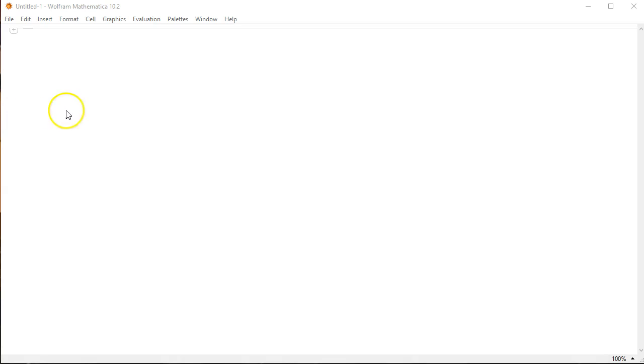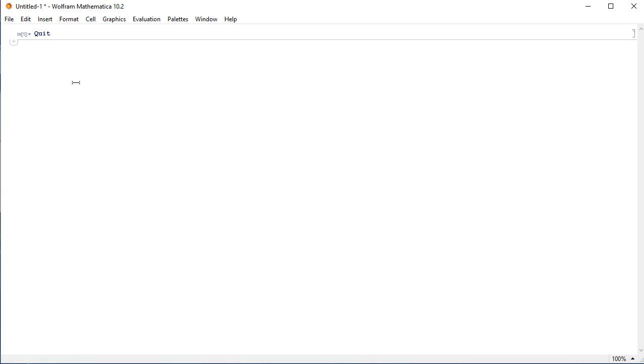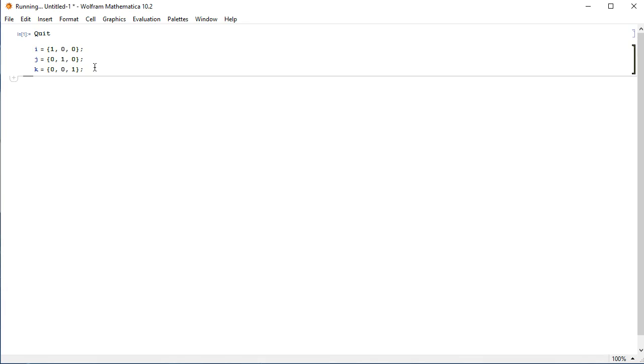First thing that I do, and I recommend everything, is to quit the Mathematica in case you've been running something before. We're going to use vectors to do these things, and so the first thing after you quit is you might want to define your vectors. This is how. Basically, this is the way that you would specify the I, J, and K unit vectors. So we'll hit enter on that one.